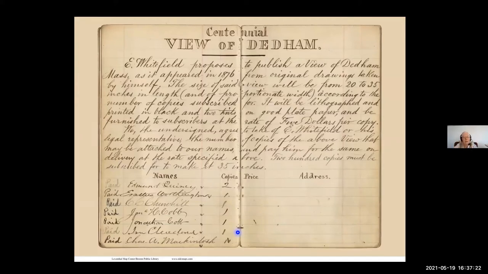I pulled this out of the Leventhal collection of the Boston Public Library, another great place to find maps. Also a lot of digitized maps. But this was the book that the person, the map maker, would have been taking around house to house. Maybe not a map maker, maybe just a salesman.